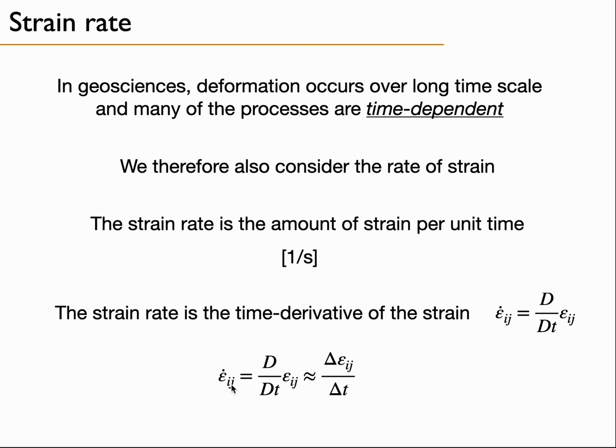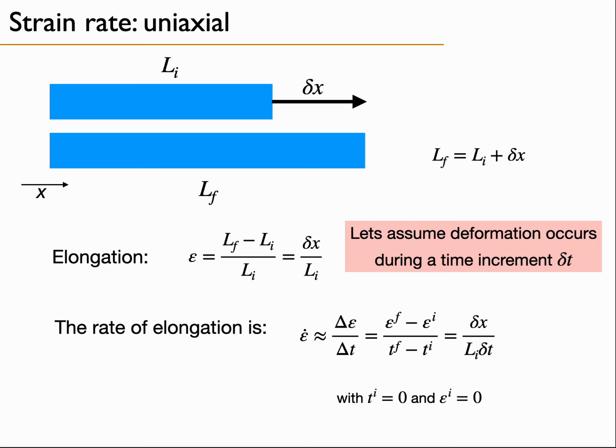In the following, we'll make the assumption that the time increments are small enough and the changes of strain are small enough. So we will approximate the derivatives by a ratio of changes. Let's look again at our 1D example. Remember, the bar is being stretched from initial to final length, and now we consider that this is taking place during a time increment delta t.